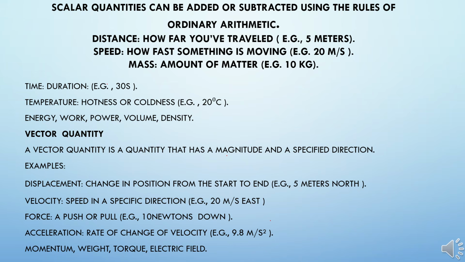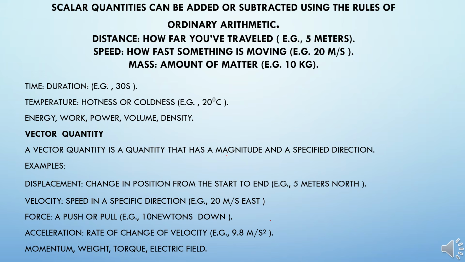We are done with scalars. Now, let's talk about a vector quantity. A vector quantity is a quantity that has a magnitude and a specified direction. So, vectors are defined by two important features or characters. It should have a magnitude and it should also have a specified direction.